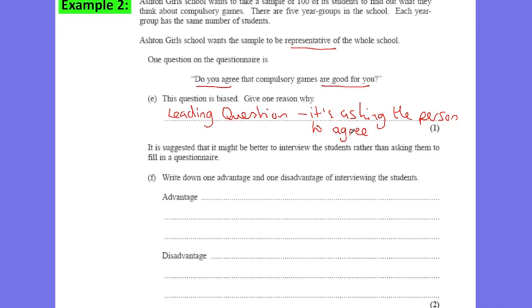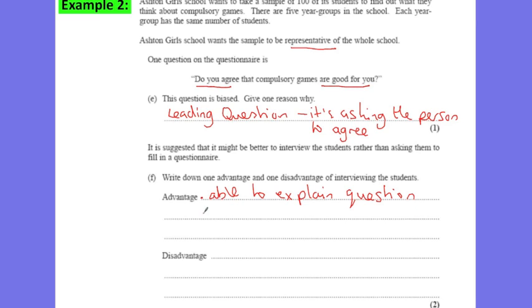Now, it is suggested that it might be better to interview the students rather than asking them to fill in a questionnaire. You're asked then to state one advantage and one disadvantage of interviewing the students. So if you interview the students, one of the key advantages is that you'll be able to explain the questions. So in case someone doesn't understand what the question means, you can explain what the question is.